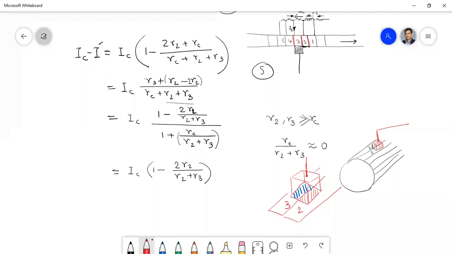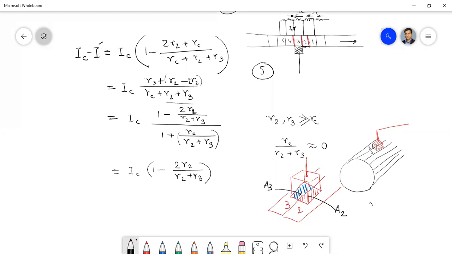The resistance between commutator segment 2 and the carbon brush, we have defined as R2, and the resistance between commutator segment 3 and the brush I have defined as R3. Now this R3 will depend on this blue shaded area, and R2 will depend on the red shaded area. If I take this area as A2 and this area as A3.